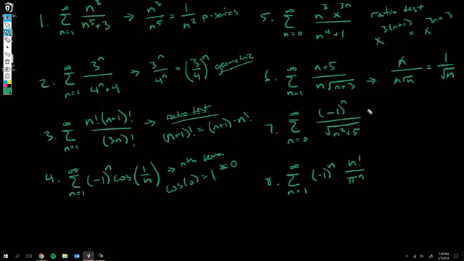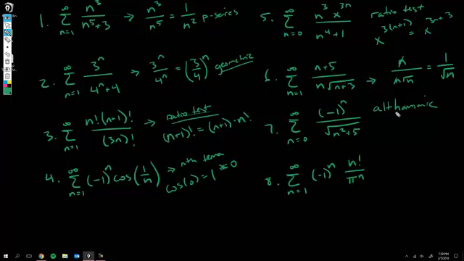Okay, so number 7, I have an alternating series. When I look at this, I kind of ignore this plus 5, and I see that I have negative 1 to the n divided by the square root of n squared, which is just going to be n, essentially. So I would expect this to behave similarly to the alternating harmonic series. That's what I'm looking at when I see this.